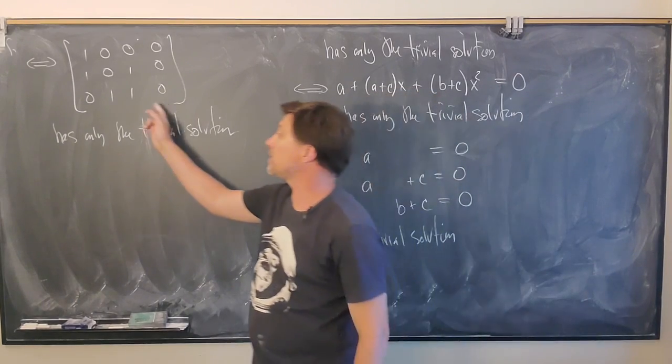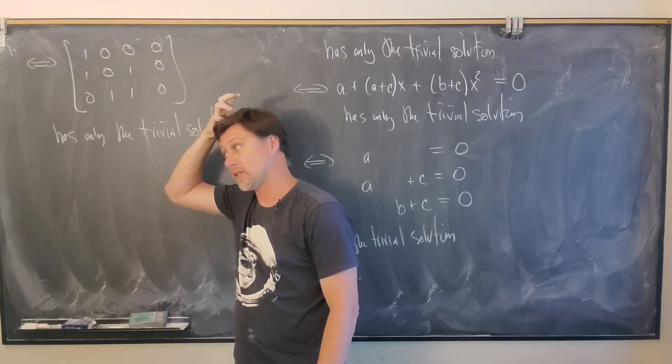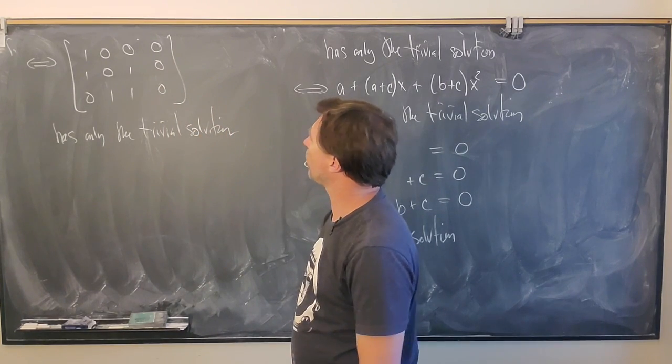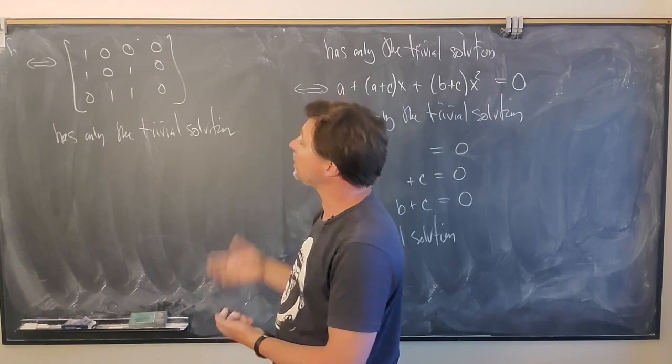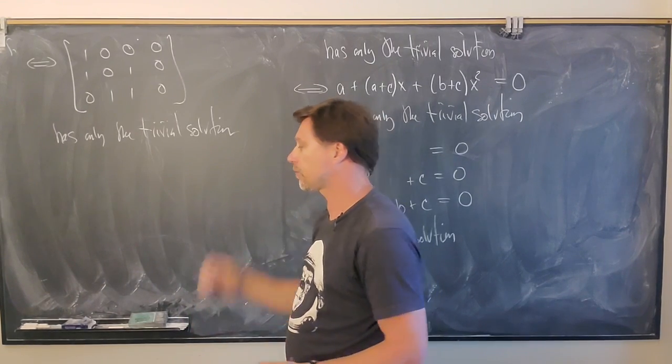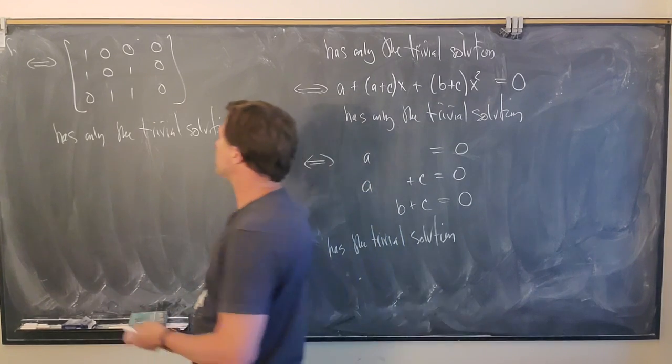We know that this system right here is consistent, right? It's a homogeneous system. So what are our options? Exactly one solution or an infinite number of solutions. We will have an infinite number of solutions if and only if we have a free variable. And so when is this going to occur?